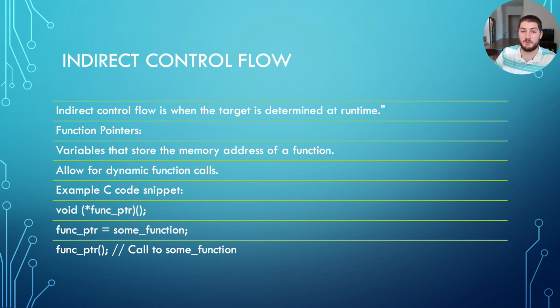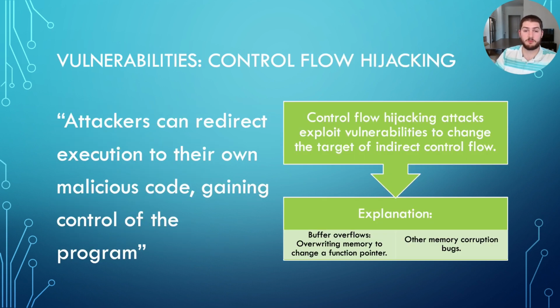The power and flexibility of function pointers are undeniable. They enable advanced programming techniques such as callbacks and dynamic dispatch. However, because function pointers hold memory addresses, they become potential targets for attackers seeking to manipulate program behavior. Now we arrive at the core security concern that motivates our project: the vulnerabilities associated with indirect control flow, specifically the threat of control flow hijacking.